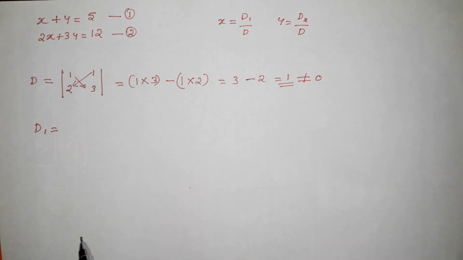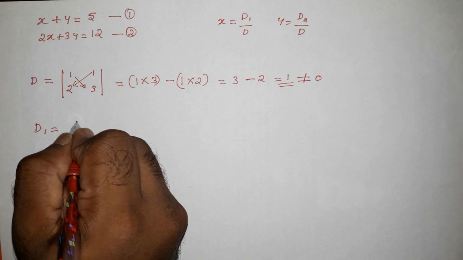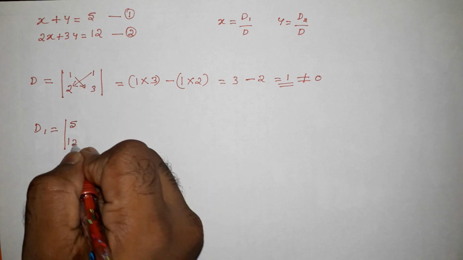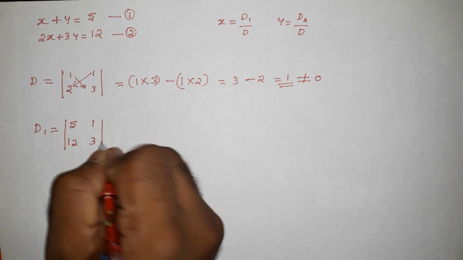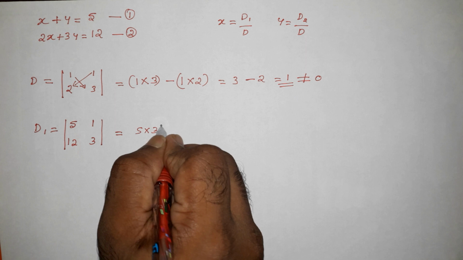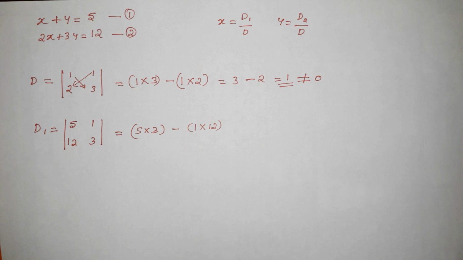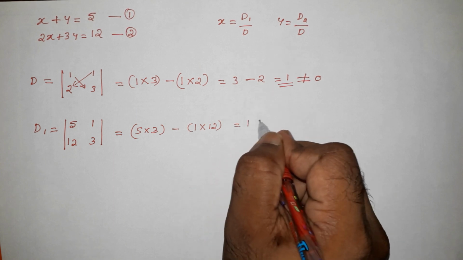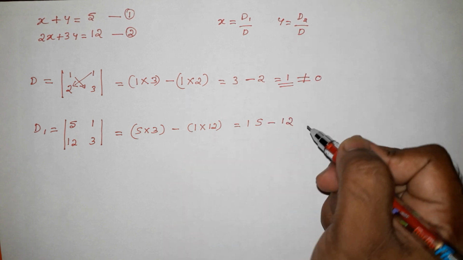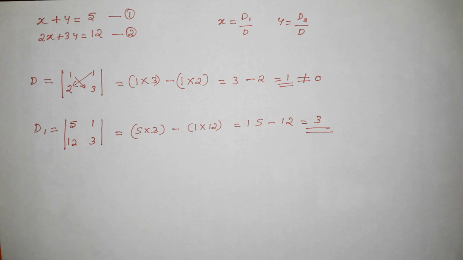Delta 1. Now first column has to be replaced by the equation answers, that is, instead of 1 and 2 I am going to write 5, 12. Second column as it is 1, 3. Cross multiplication, 5 into 3 minus 1 into 12. 15 minus 1 into 12, that is 12. 15 minus 12 is equal to 3. This is delta 1.